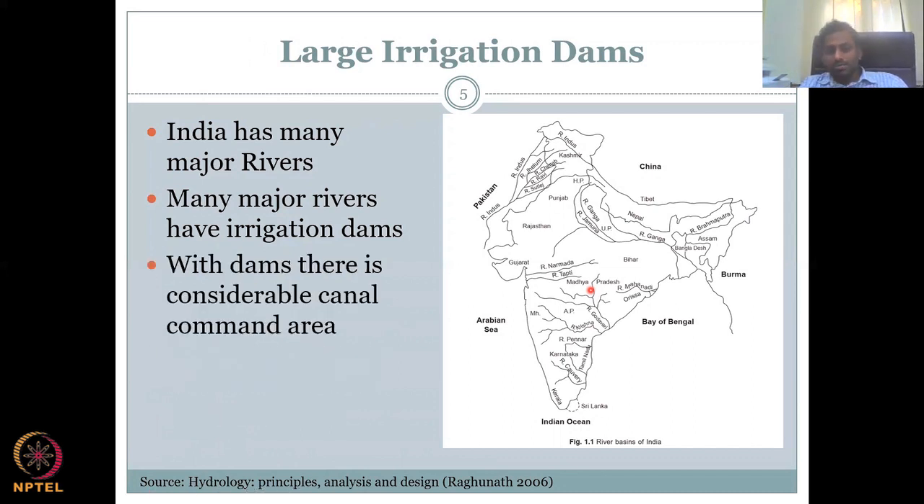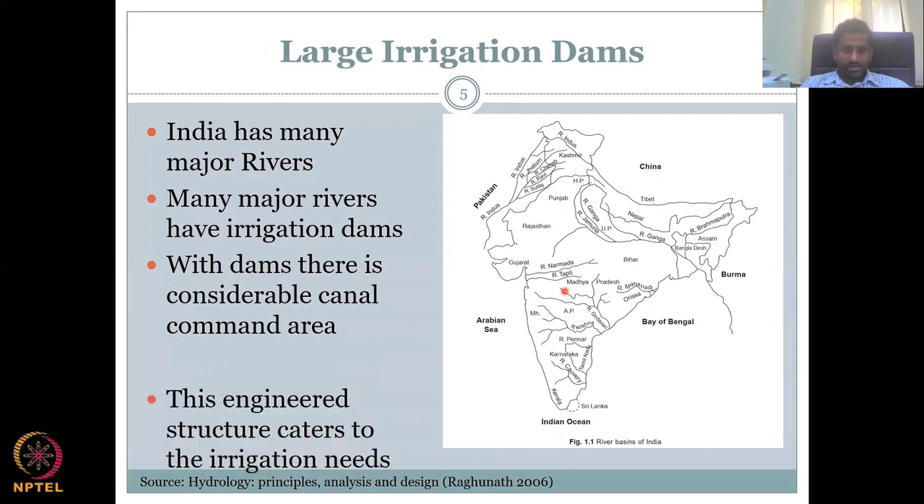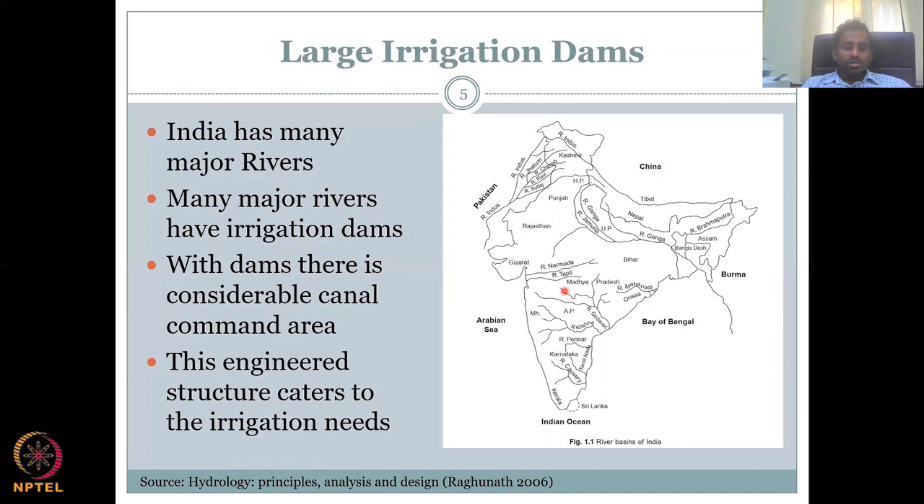With dams, there is considerable command area. Each dam will have a command area. When we discussed watershed area and how these water boundaries are made, I clearly explained that each dam will have a command area. We will discuss that also in today's class. This engineered structure caters to irrigation needs because it is made of cement, clay, sand, and a lot of concrete. It is not a nature-based solution.